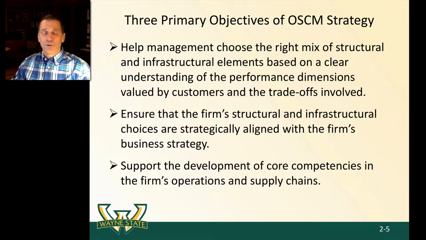Number 2 would be ensuring that the firm's structural and infrastructural choices are strategically aligned. So if we have a high-level strategic objective for the corporation, then it's incumbent on those functional areas to say, how do I align to that? Do I need new systems? Do I need new people? Do I need more capacity? Do we need to do something with the supply chain? What are all the things that we have to do to align to the corporate strategy and align all those elements?